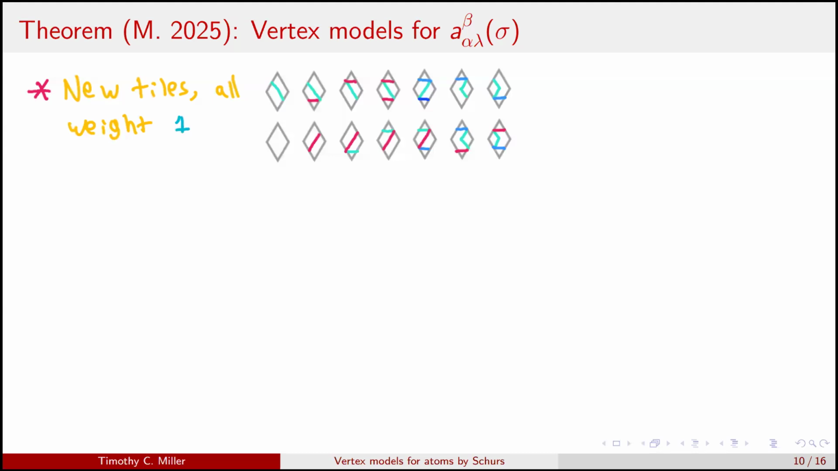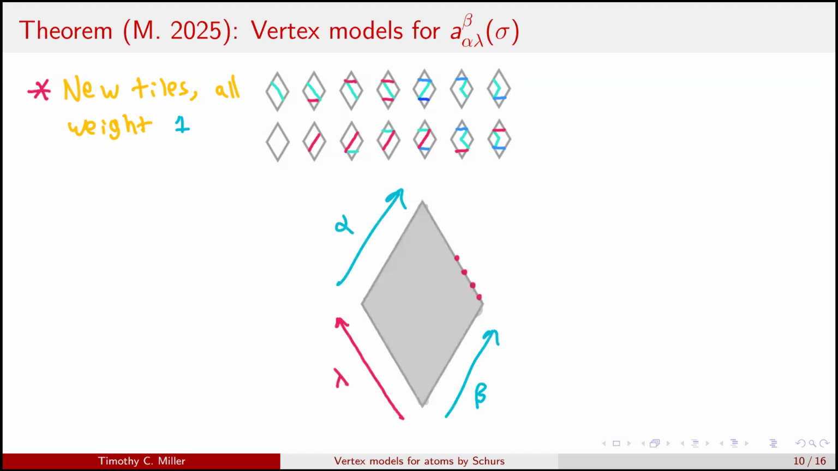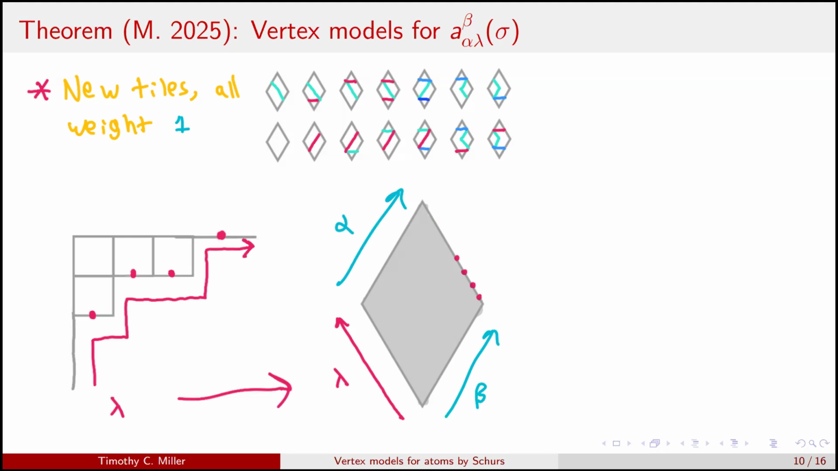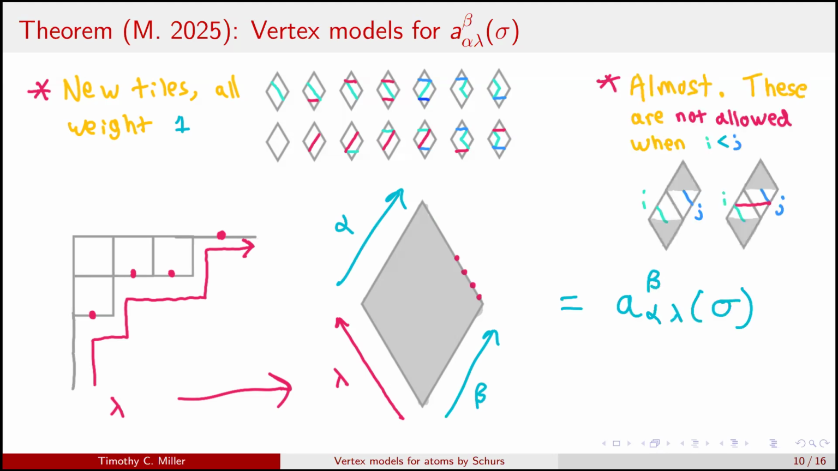We have some new tiles and here they are. They all have weight one, and we fill in this diamond piece with these boundaries. Here, lambda tells you how to fill in a partition. You fill in all possible ways, and that will calculate our coefficients that we care about. And that's almost true, except you have to have this extra condition on adjacent diamonds. I must always be less than j when you do this.